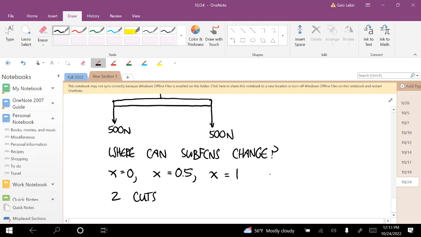I'm going to call this n, so n is equal to 3. There are 3 places where this subfunction can change. And so we're going to have to do 2 cuts, which is n minus 1.